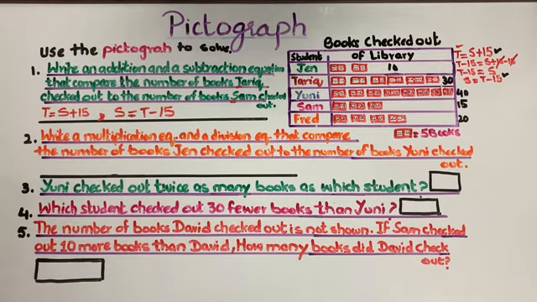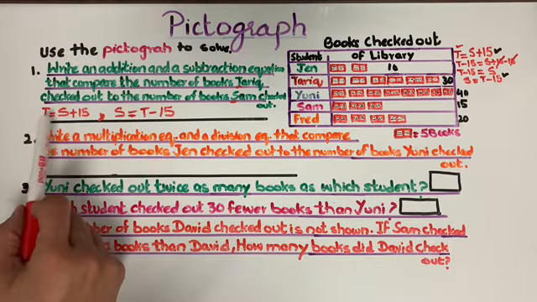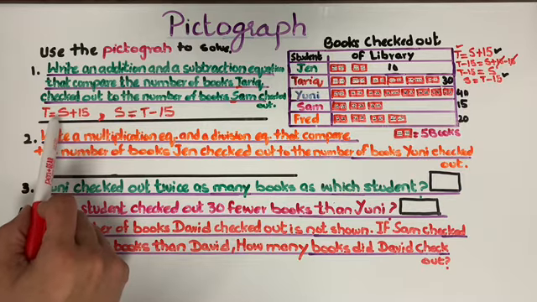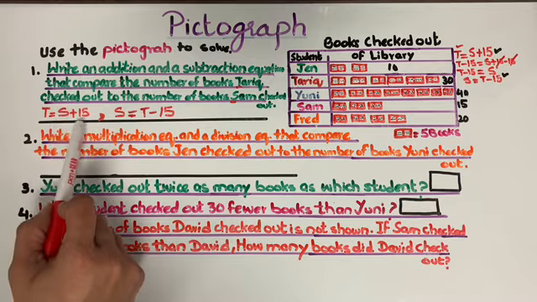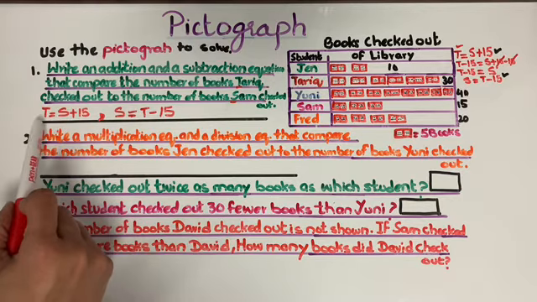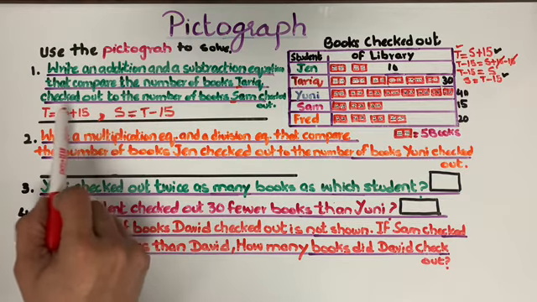Let's verify these two equations by putting in the values. T for Tariq is equal to S plus 15. How many books did Sam check out? 15 books. So 15 plus 15 is equal to 30. So Tariq checked out 30 books. So I have verified this equation.